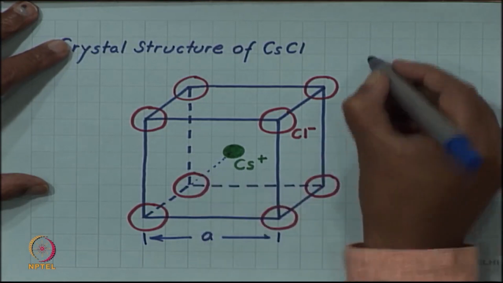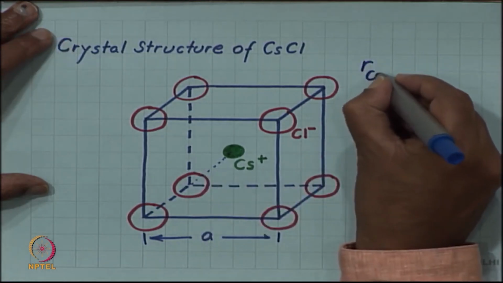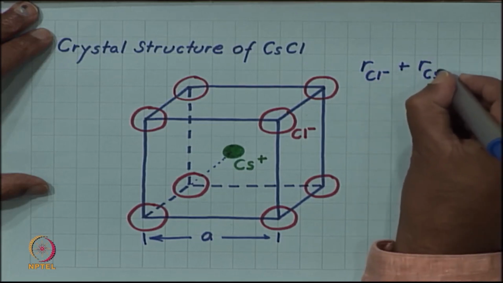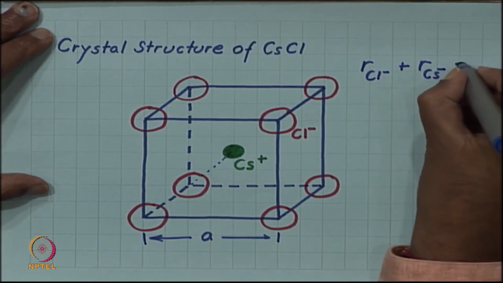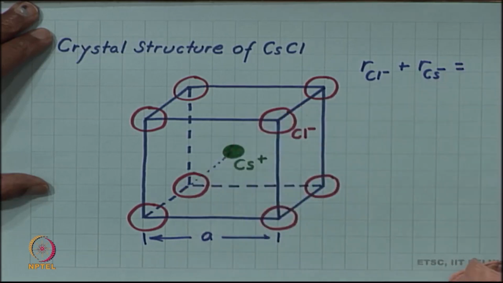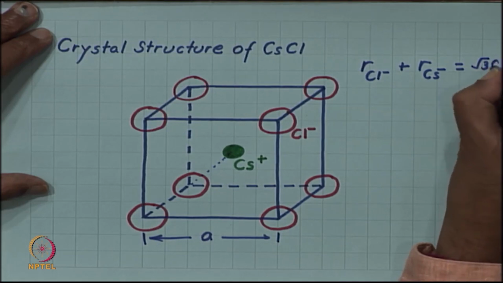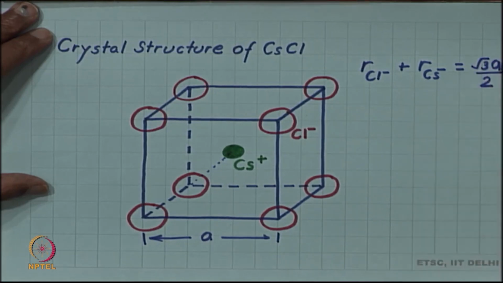So, the radius of chloride ion plus the radius of cesium ion should be equal to half the body diagonal. Since the full length of the body diagonal is root 3a, we get root 3a by 2.